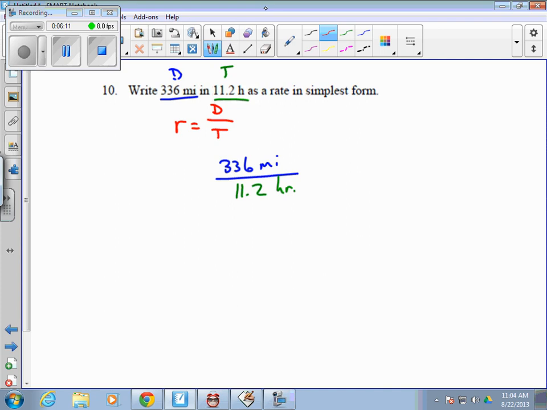Okay, so we have 336 miles divided by 11.2 hours. When you divide 336 by 11.2, you get the number 30. We don't do anything to cancel out miles over hours, so it stays as miles per hour. So your rate in simplest form, 30 miles per hour.